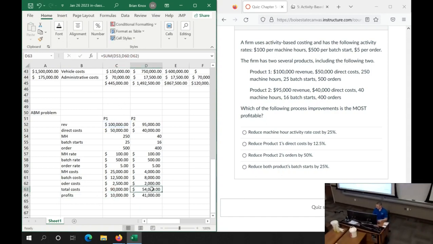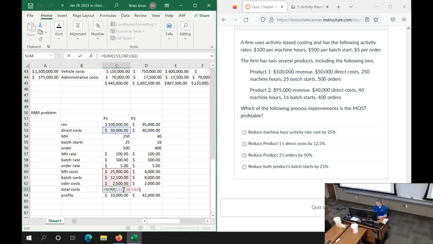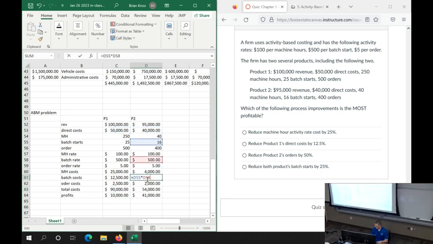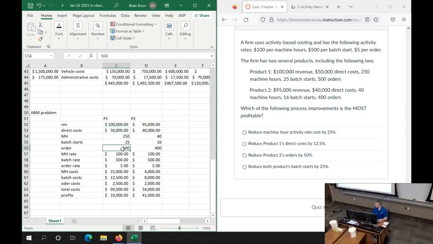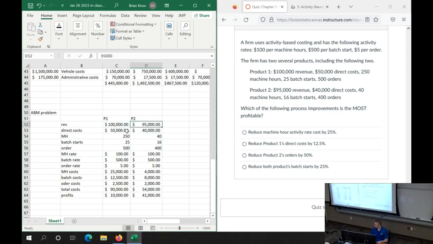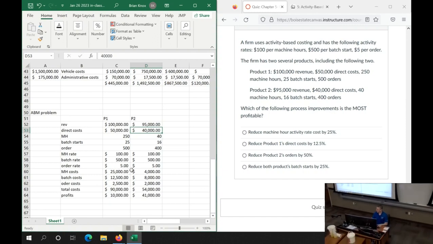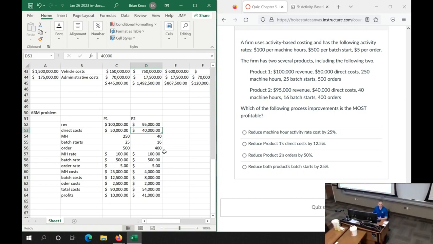Let me double check real quick. 250, 2500, 100. Yeah, I think I got everything copied over, right? Anybody see a problem with my copying over?